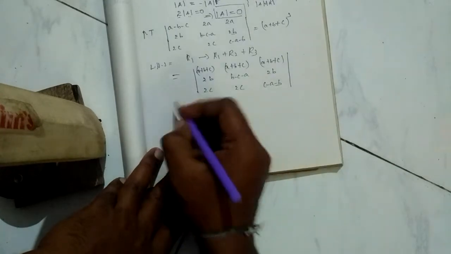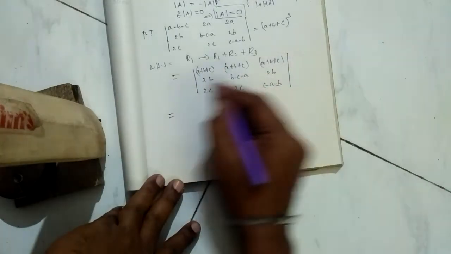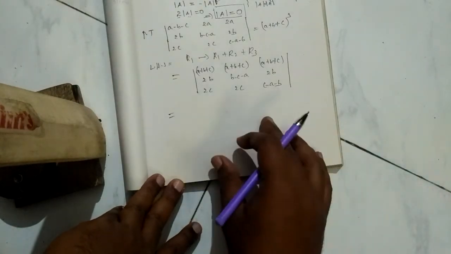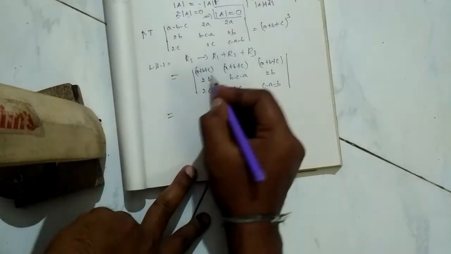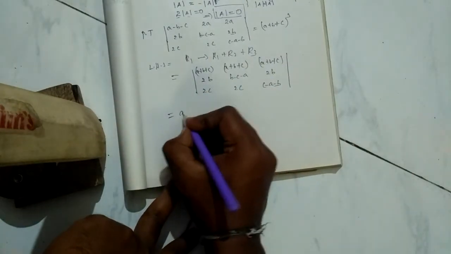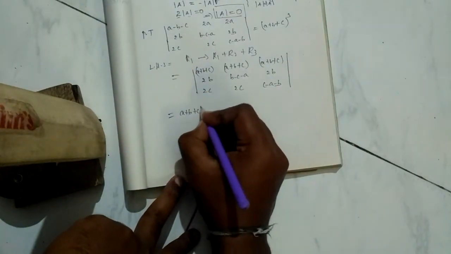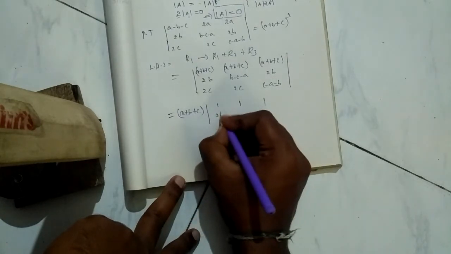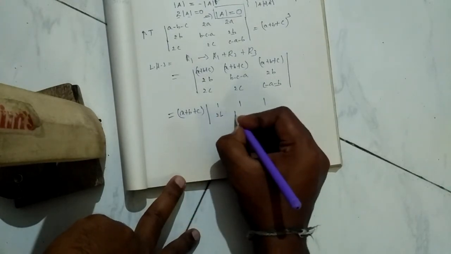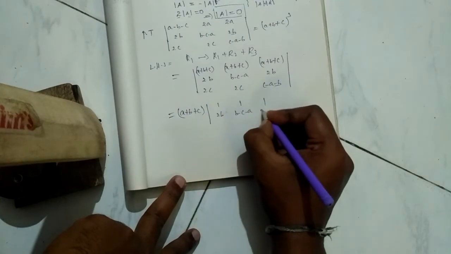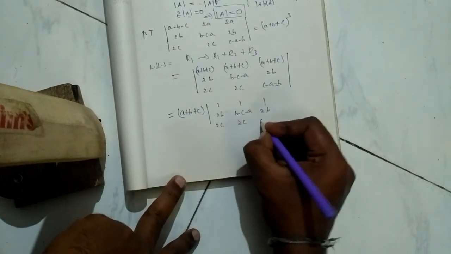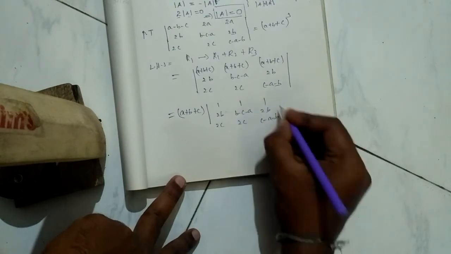Okay, now you see one row fully has the same element, right? So you can take the common element outside. If you take the common element A plus B plus C outside, and 1 1 1 remains, you get 2B, B minus C minus A, 2B, 2C, 2C, C minus A minus B.